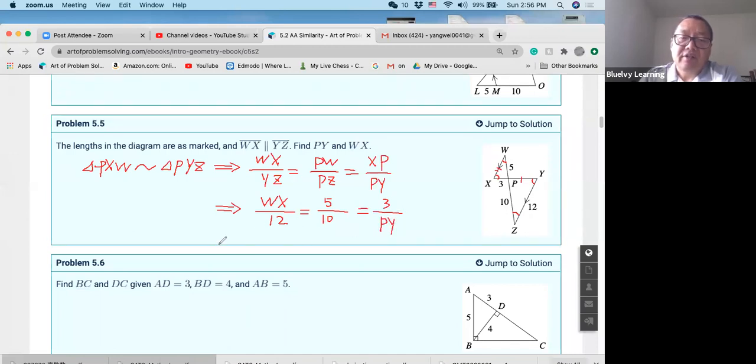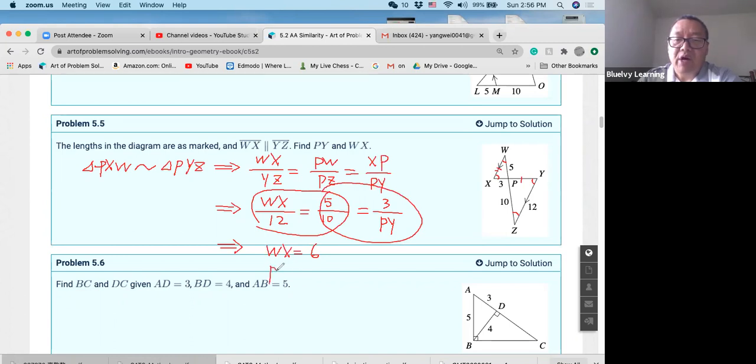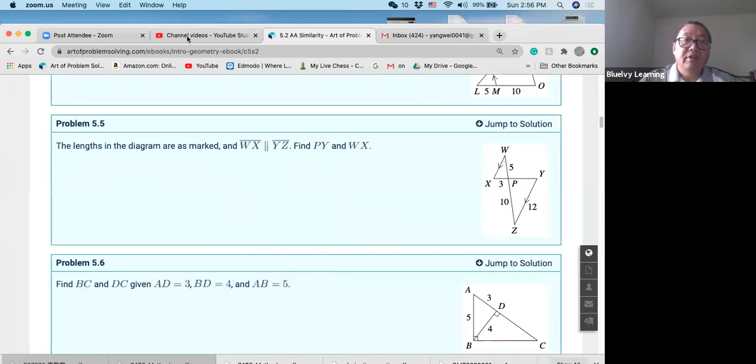So actually here, that's two equations. From the first part, you can solve WX. You get WX equals 6. Then from this part, you can find PY equals 6, right? Because they should have the same ratio. Then that's the answer we are looking for. Okay, you can see here, that's not hard.